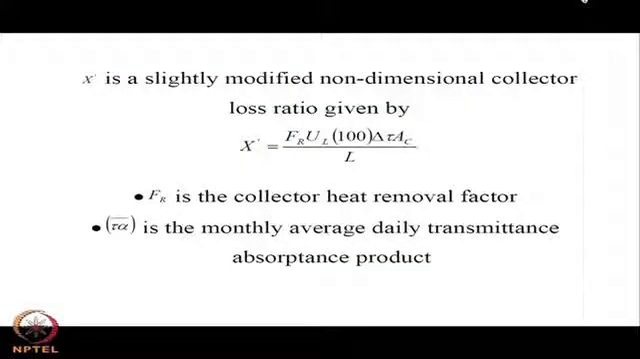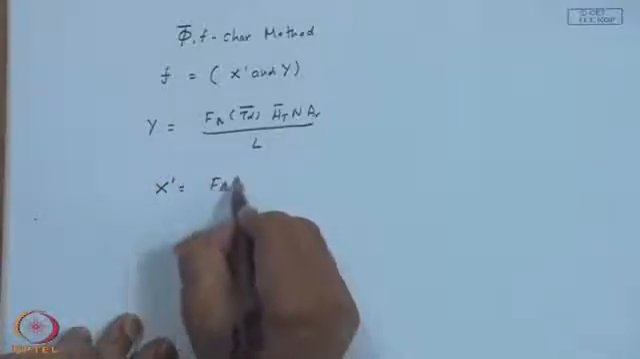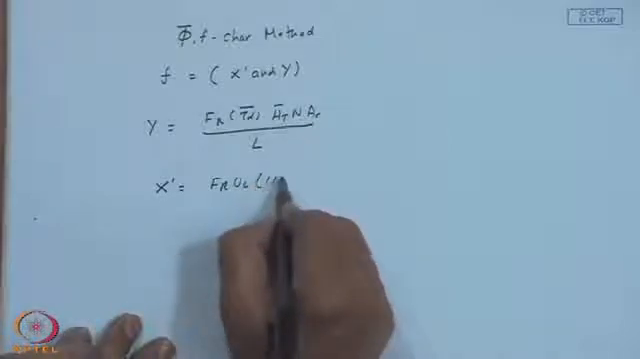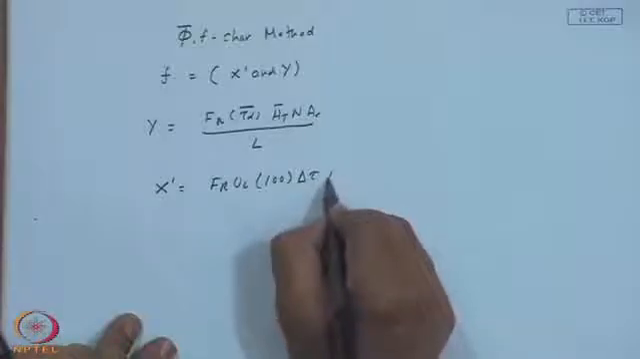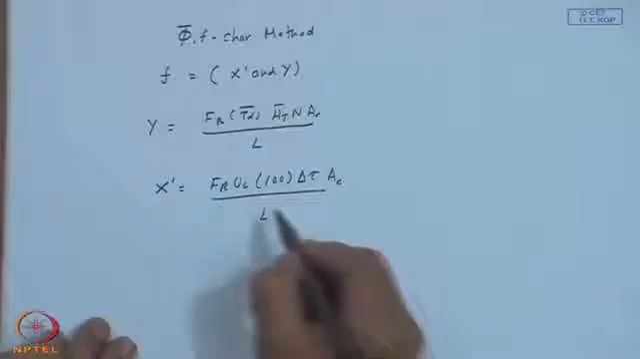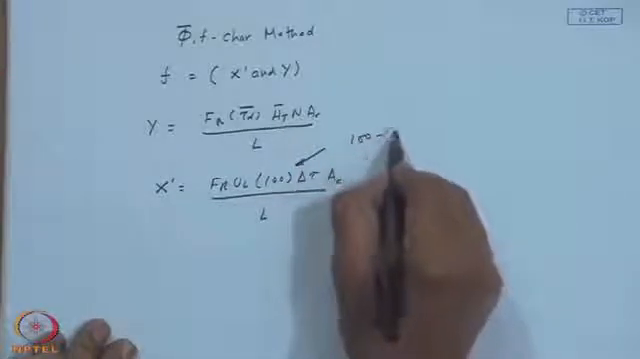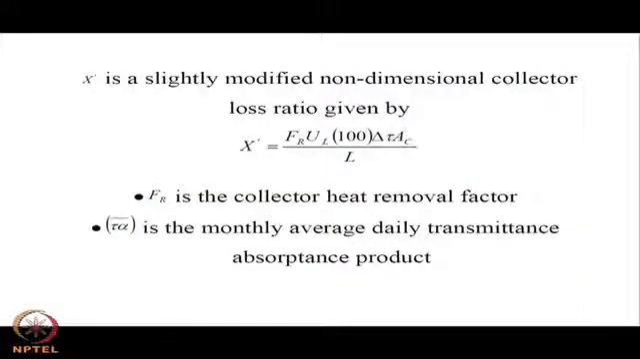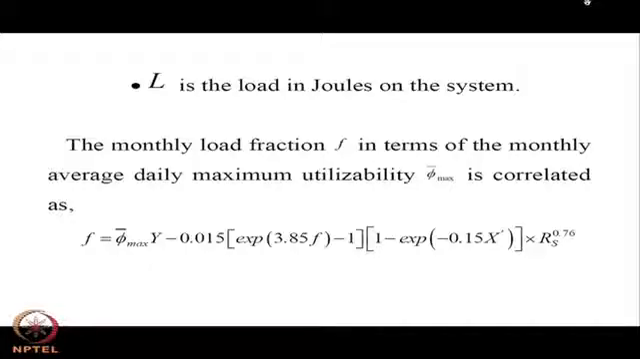And the non-dimensional collector loss is slightly modified as X dashed equal to F_R U_L times 100 times delta tau, that is the number of seconds in the month, times A_c upon L. So, only difference is this comes in place of 100 minus T_a bar. So, these symbols are explained over here.